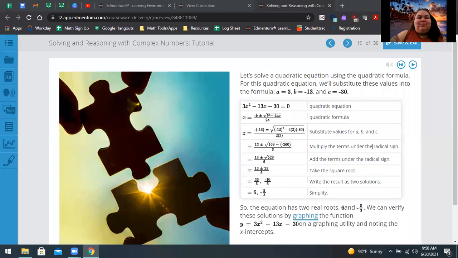Okay, welcome back to part two for solving and reasoning with complex numbers, the Algebra 2 Semester 8 class for Unit 2. So we're picking up where we left off, now starting on slide 19. It says let's solve a quadratic equation using the quadratic formula.